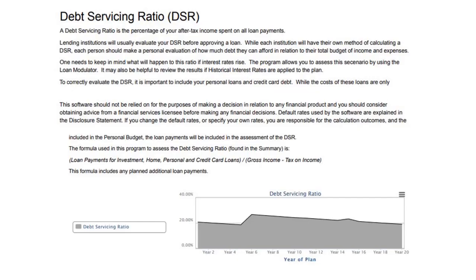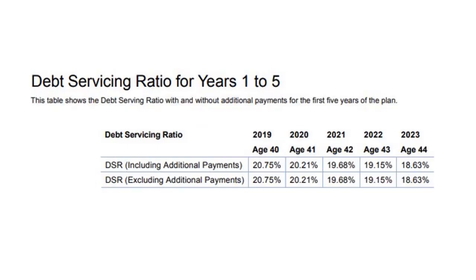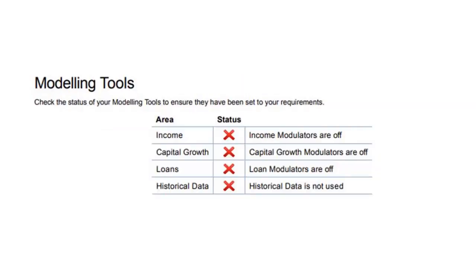The debt servicing ratio is displayed as a graph with more detailed information for each of the first 5 years. The final item is confirming that the modelling tools are off. If you have accidentally left the modelling tools on, then the report will be inaccurate and you should return to the plan and deactivate the modelling tools.